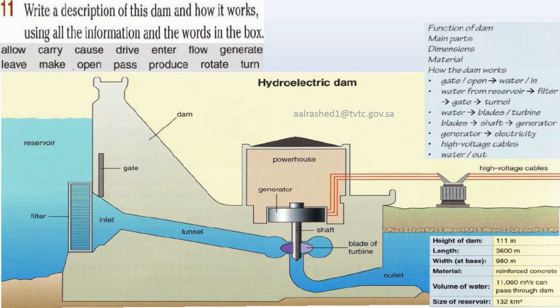Make, force. I have open. This is opening, closing. Pass again. This is passing. Another meaning, pass. So we have produce, we have rotate, this is rotate. Finally, we have turn. Turn to go from this direction to this direction.